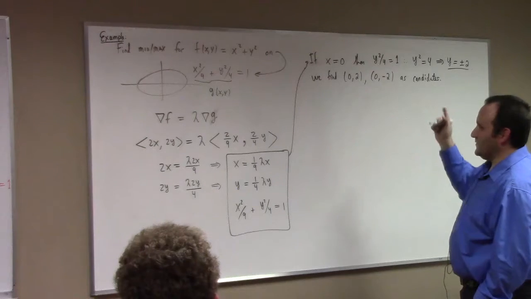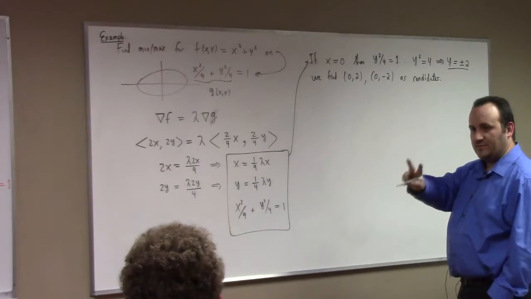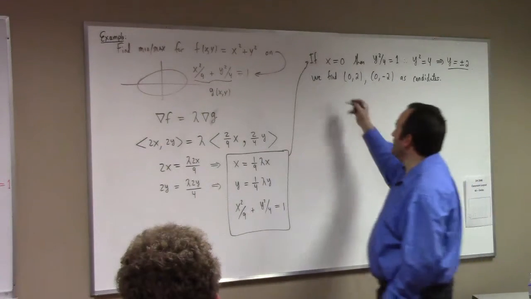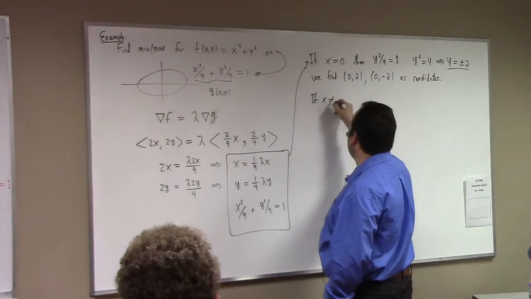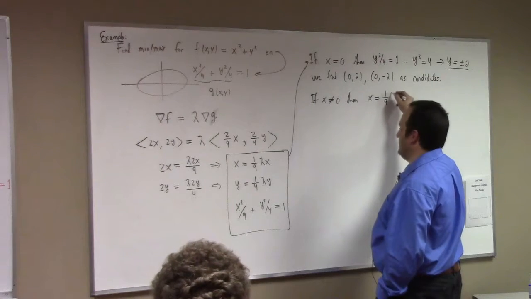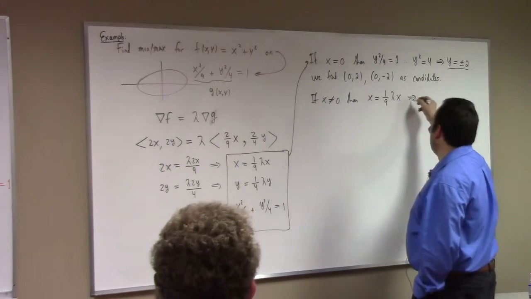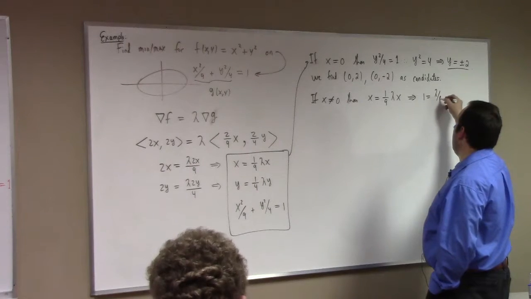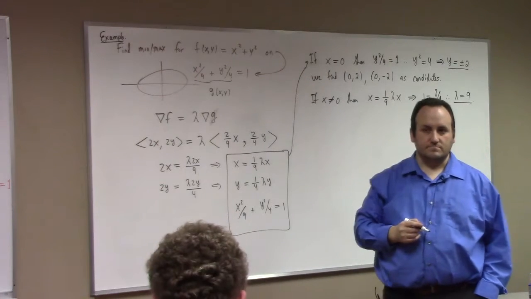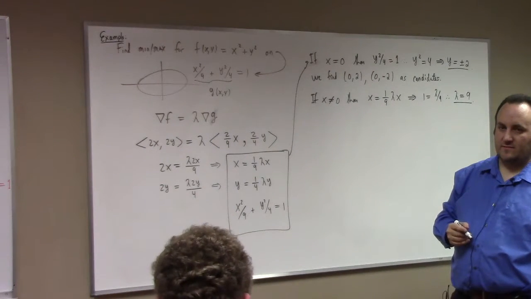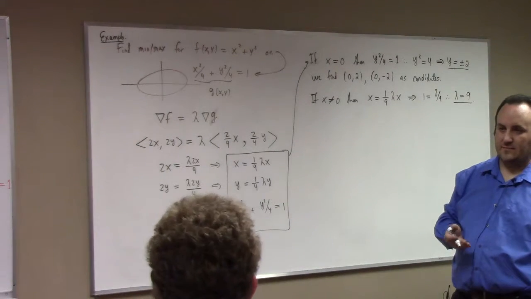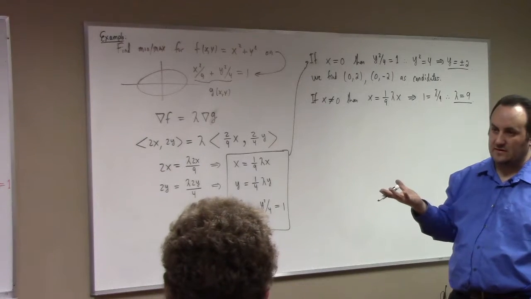Anyway, so there are 2 possible solutions. And then, what else? What's the other choice? x not equal to 0. If x is not equal to 0, then x equals 1/9 lambda x implies 1 is equal to lambda over 9. So lambda apparently is 9. But we're not looking for lambda, right? Lambda's a tool, a device for finding the answer. It's not what we're actually interested in.